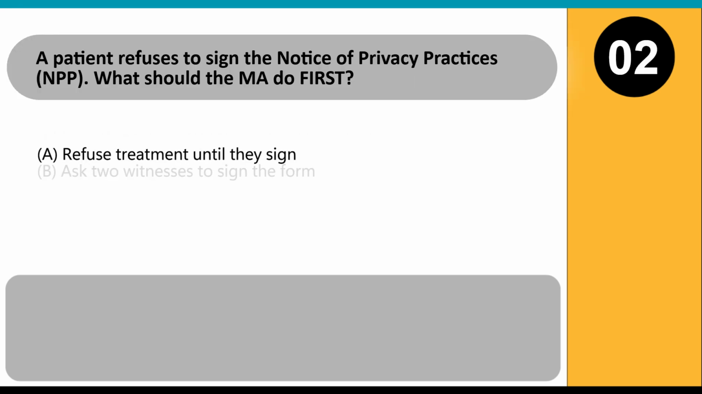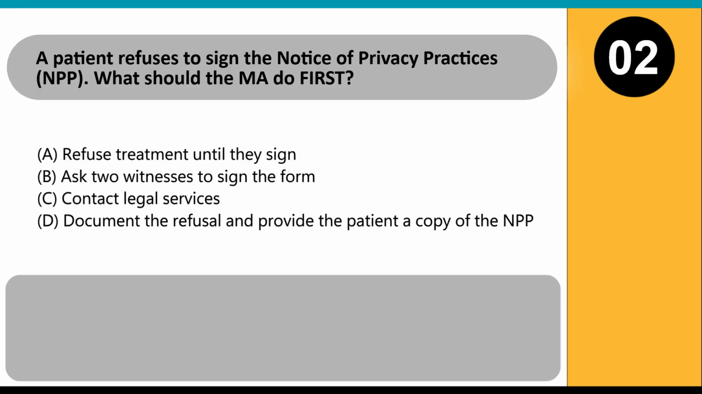A patient refuses to sign the Notice of Privacy Practices, NPP. What should the MA do first? A. Refuse treatment until they sign. B. Ask 2 witnesses to sign the form. C. Contact legal services. D. Document the refusal and provide the patient a copy of the NPP.